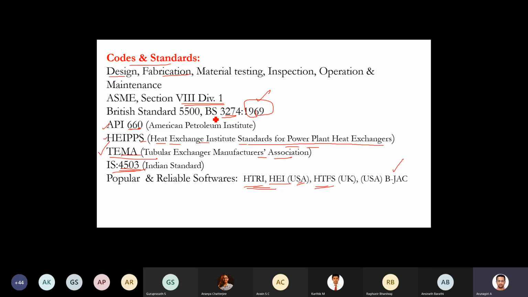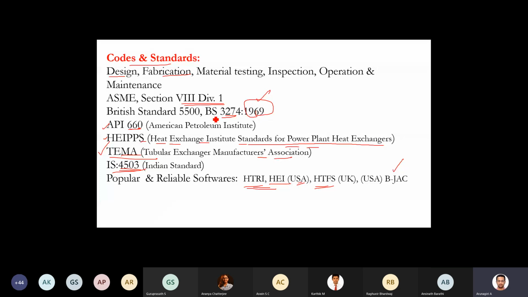Okay, contributed more, especially for shell side estimation of heat transfer coefficient and pressure drop. We have one method called the Bell Delaware method, which is very accurate when compared to the Kern method. The Kern method is a crude method, especially for shell side estimation. But the demerits of this Kern method are overcome in this Bell Delaware method. That's the idea. Okay.